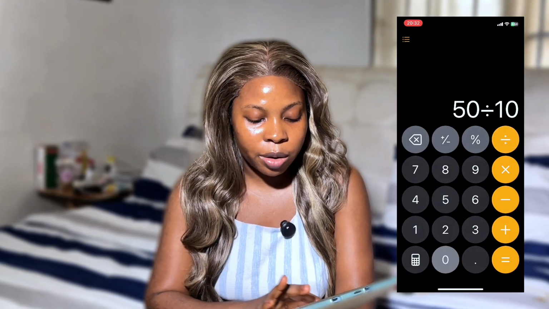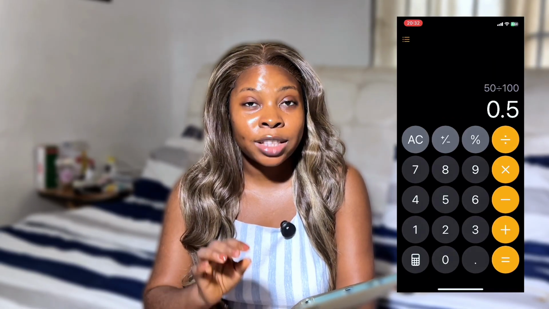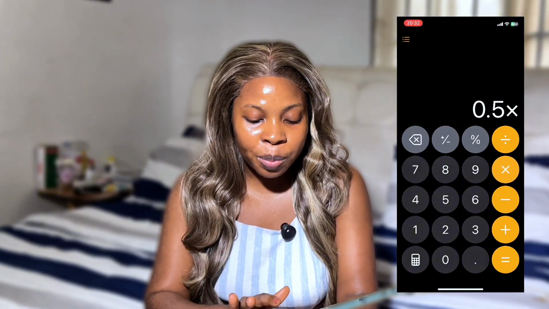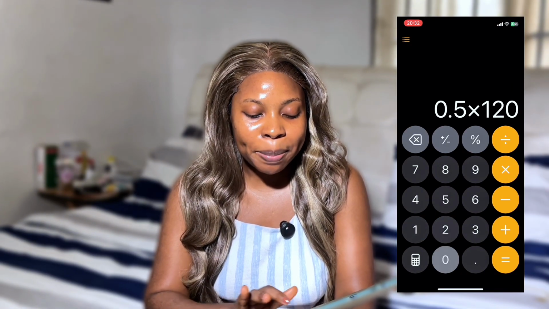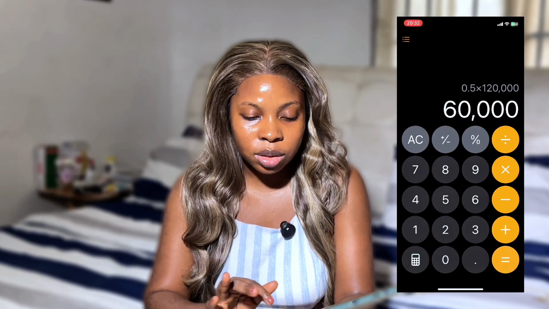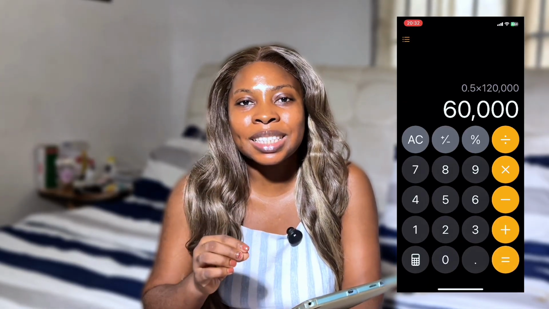For instance, if a brand wants to run ads on your content, we've already established that one video costs 120,000 naira, right? So if they're running ads on your content, and you're charging them 50% of your base rate per month, it means 50% of 120,000 naira. You do 50 divided by 100. So when you say 50 divided by 100, you get 0.5. Now, 0.5 is what you multiply by 120,000, and you get 60,000 naira.